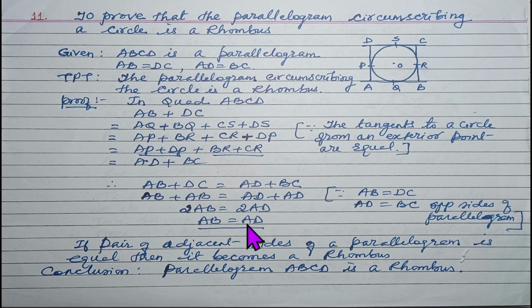2 will cancel. I have shown that AB is equal to AD, and you know that in a parallelogram, if a pair of adjacent sides are equal, then it becomes a rhombus. This is the property of a parallelogram, because a rhombus is a special parallelogram, and in a parallelogram, if a pair of adjacent sides become equal, then that becomes a rhombus, and that is the property we have used here. We have shown very clearly that AD and AB are equal, and that is the proof of this particular example.